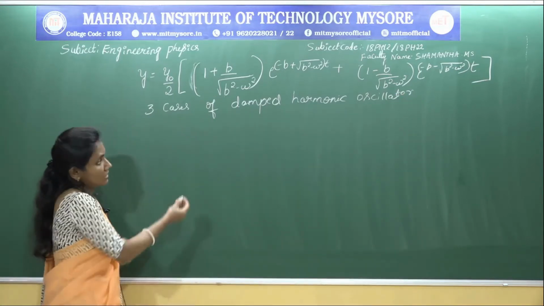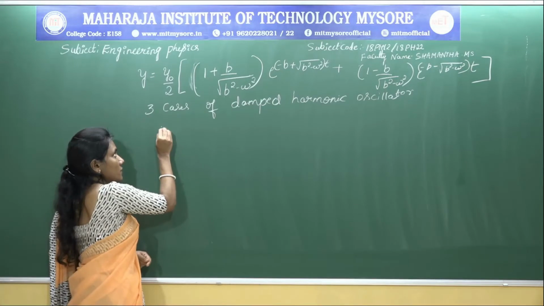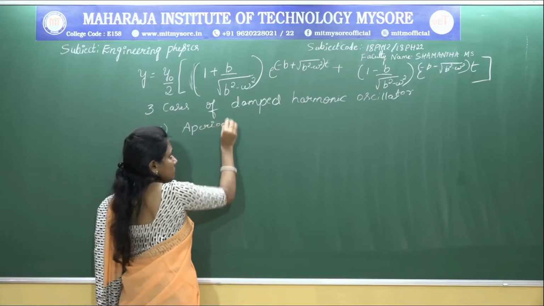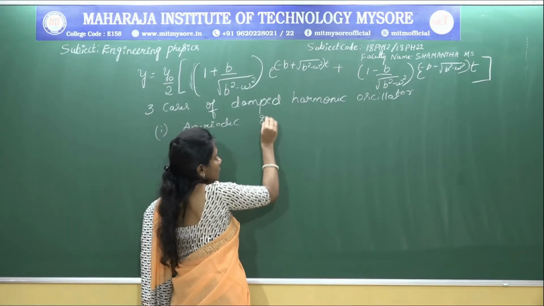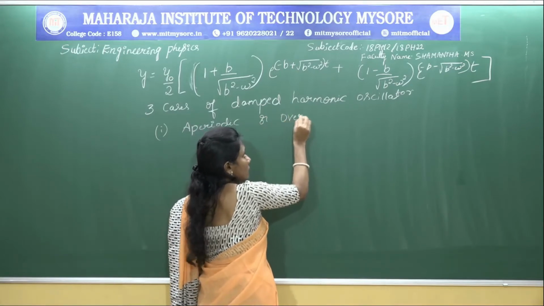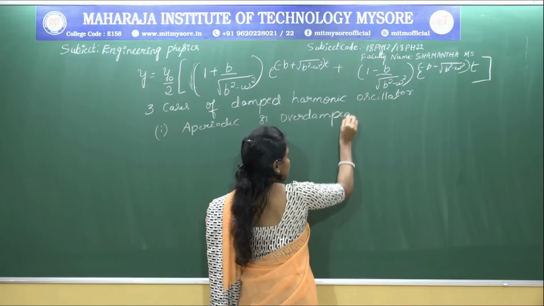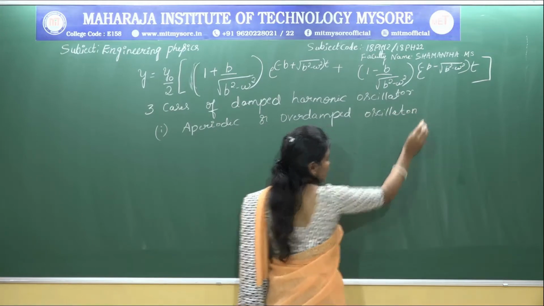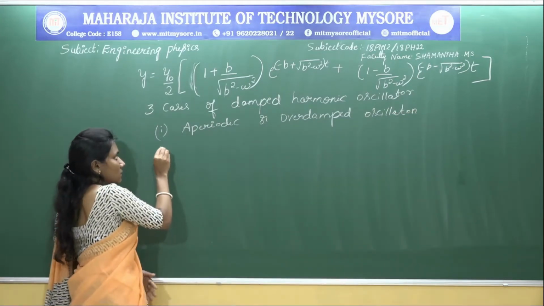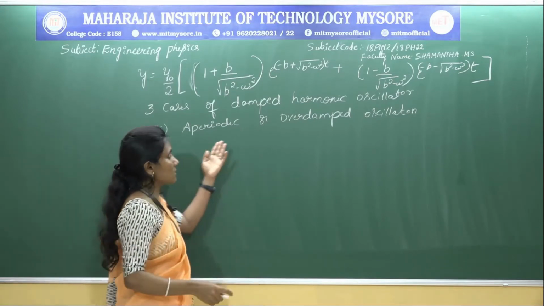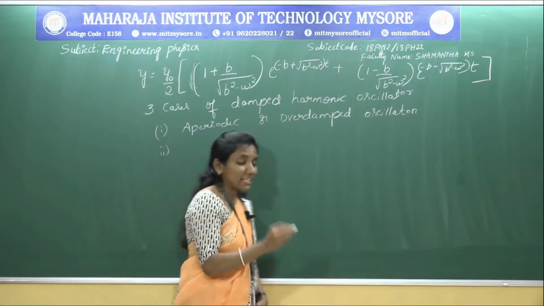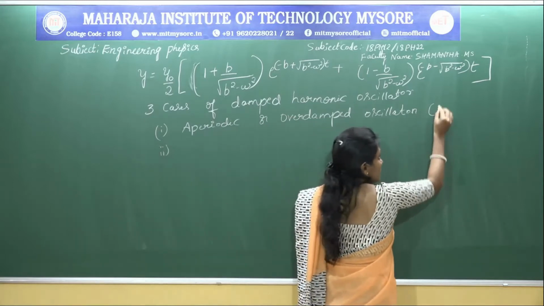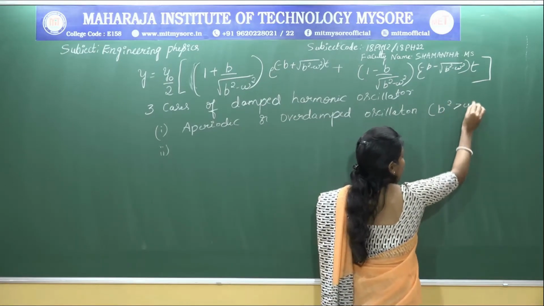The first one is aperiodic or over-damped oscillation. In this aperiodic or over-damped oscillation, the damping will be more than the angular frequency. So that is b square is greater than omega square.